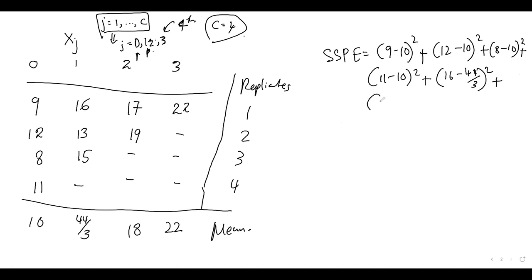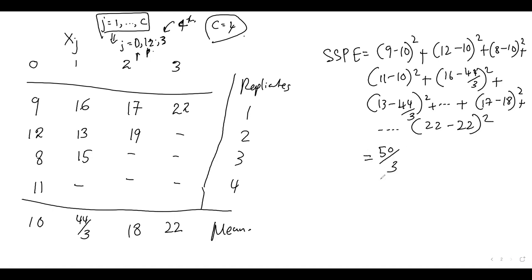Plus 13 minus 44 divided by 3, likewise. 17 minus 18 squared plus, likewise, up to 22 minus 22 squared. This one, okay? So what I got as the answer was this. Please check it. I'll just keep it to the first decimal place. It's this, right? Approximately equal to this.